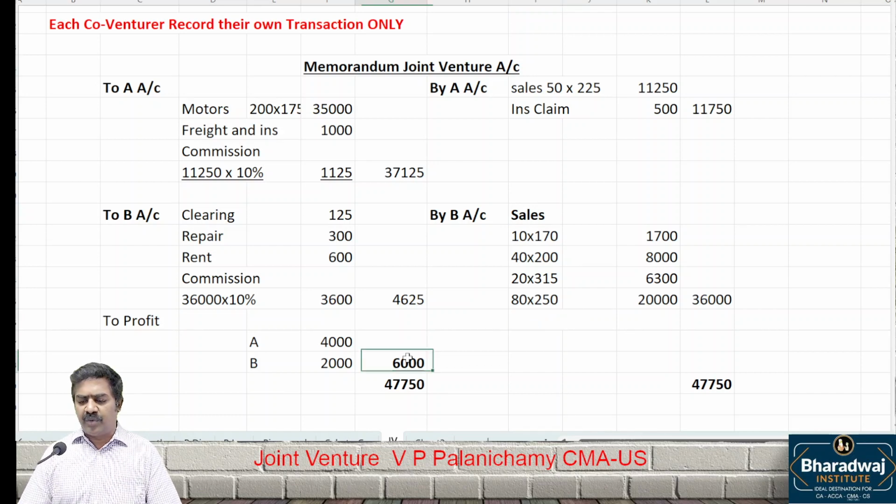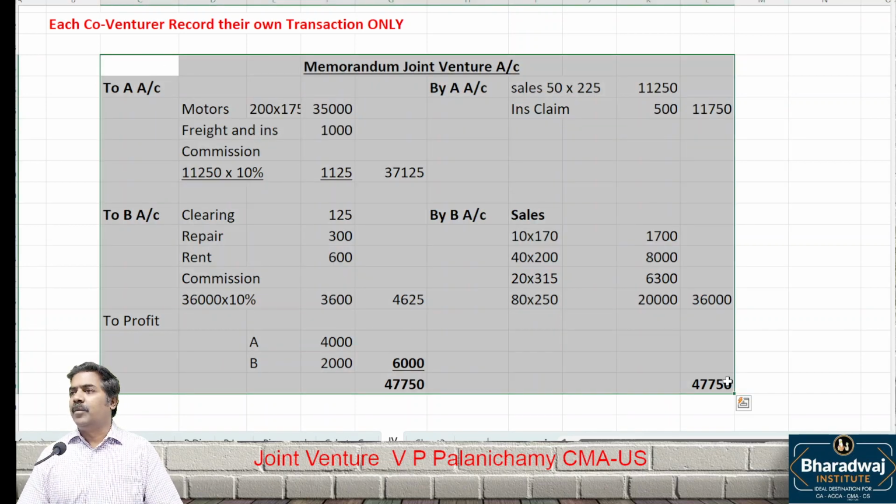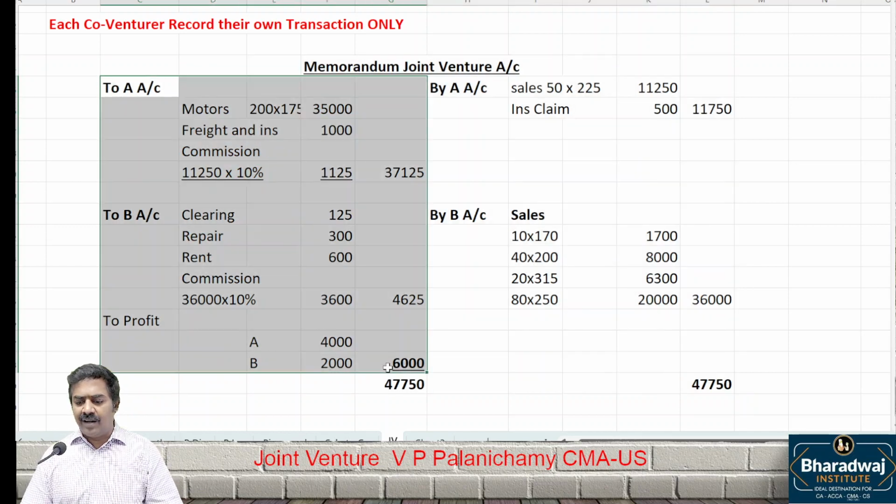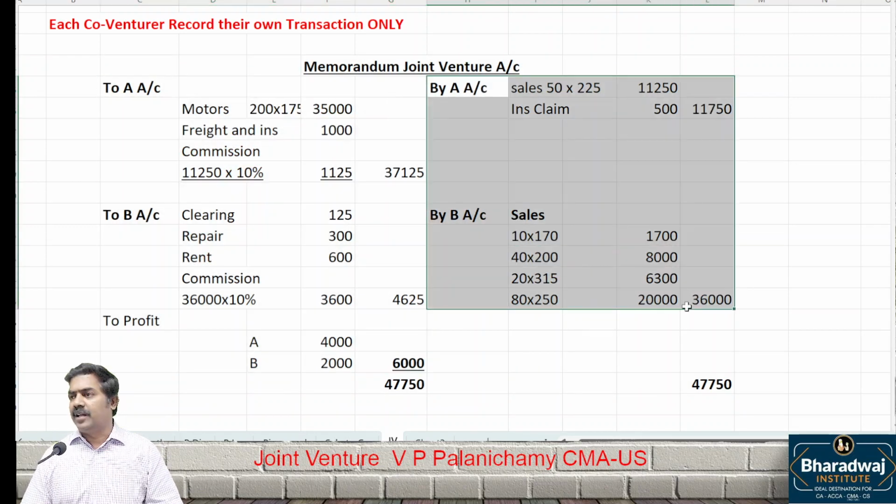We got a profit of how much? 6,000. Shared in which ratio? 2:1 ratio. This is which account? Memorandum joint venture account. Listen. Let it be the normal joint venture account or the memorandum joint venture account. What is the point you have to keep in mind? Debit all your expenses, credit all incomes, goods taken over, asset taken over, and get the profit or loss.